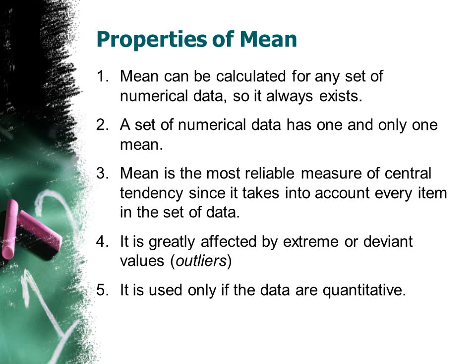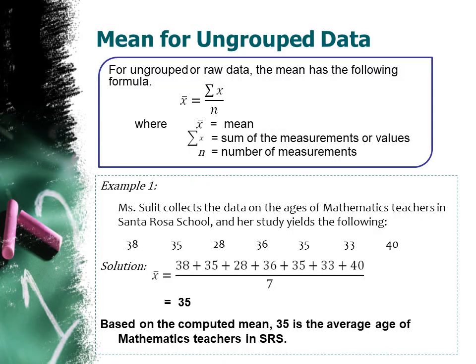So it is for quantitative data. So if you want to use mean and your data is qualitative in nature, then you have to transform them into quantitative. Those are the properties of the mean. Now for the computation, for the ungrouped data, we will still use this formula, summation of x over n, or x bar is equal to summation of x over n, where x bar is equal to the mean.